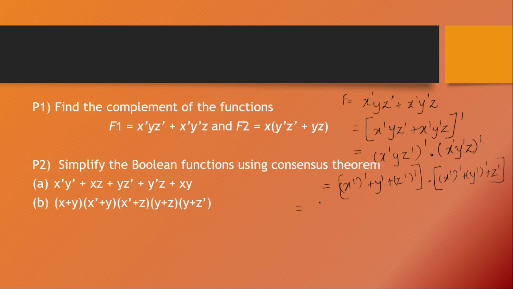Now progressing through this, x dash the whole dash gives me x plus y dash plus z, that is z dash the whole dash. And here I have a similar kind of expression that gives me x plus y plus z dash. So this is your final outcome after obtaining the complement. So this is called f1 dash or f1 complement.